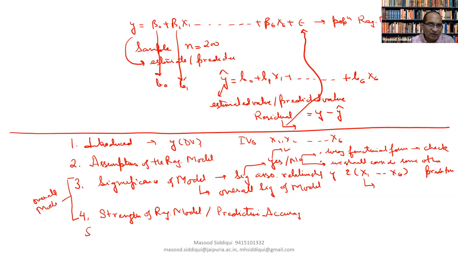Now we move to individual part. So our fifth step would be we examine the significance of predictors or independent variables. Here we have 6 independent variables or 6 predictors. All 6 may be important, all 6 may be significant for the relationship, and it might also be possible that not all 6, only 3, 4, or 5 are significant, meaning they are having an impact.